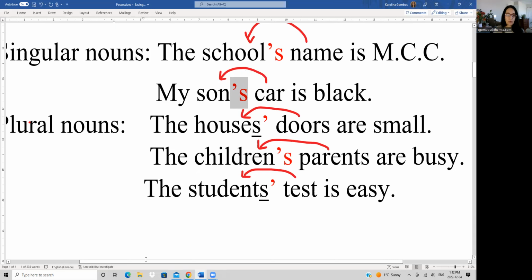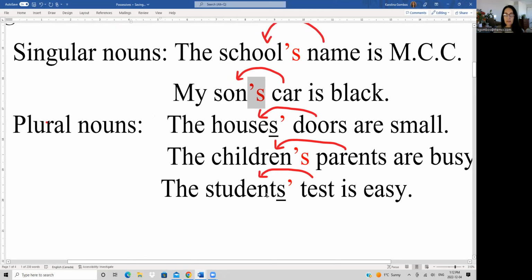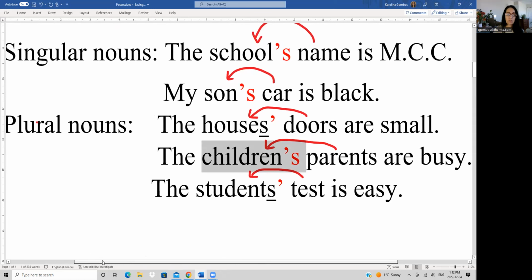Okay. And for plural nouns, if they end with an S, like students, then you just put the apostrophe after. If it doesn't end with an S, like children, then you put apostrophe S at the end. So what do we have here? Plural nouns. The houses' doors are small. So there are many houses, plural, 2, 3, 4, maybe 10, 15 houses, and their doors. So houses, I already have an S. So that's why I don't put apostrophe S. I just put the apostrophe after the S.